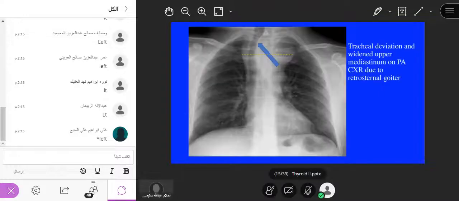All right, never mind. When you see this chest X-ray, we see widening of the mediastinum. Can you see that? The dotted line. And the trachea is deviated due to the downward growth of the thyroid. So the trachea is shifted to the right and the upper mediastinum is wide due to retrosternal goiter.